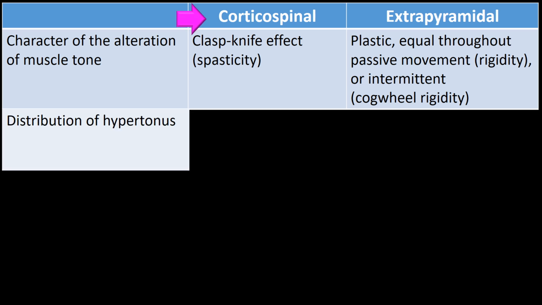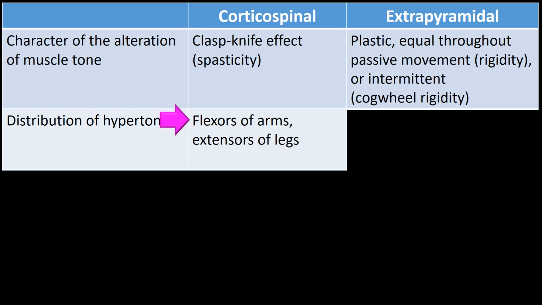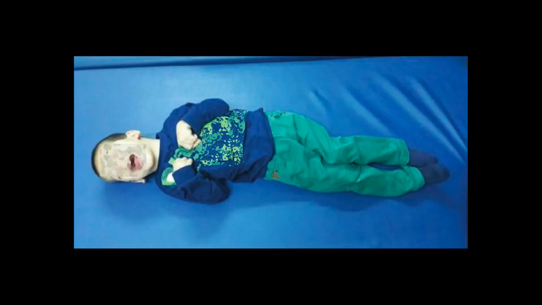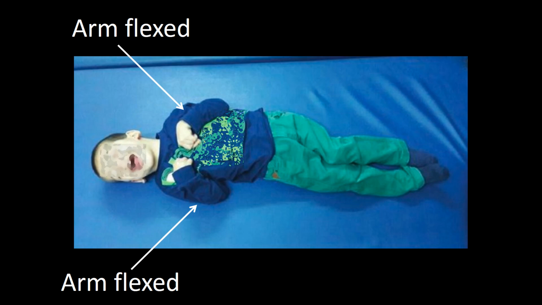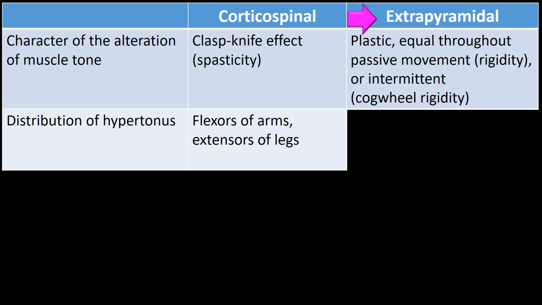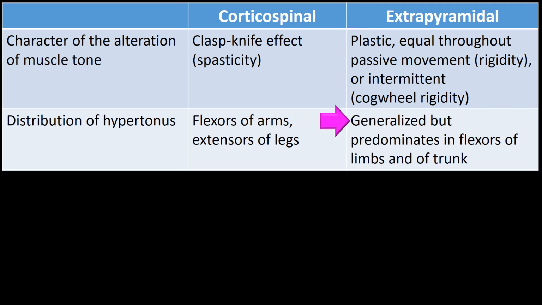In patients with corticospinal pathology, hypertonicity prevails in the flexor muscles of the arm and extensors of the leg. This is a patient with corticospinal pathology. Notice the position of the arms, they are flexed, and the position of the legs, they are extended. In patients with extrapyramidal pathology, hypertonicity is generalized, but flexion predominates. This is a representation of a patient with Parkinson's disease, the most prevalent extrapyramidal disorder. As you can see, the arms are flexed, the legs are bent, the trunk is also flexed.